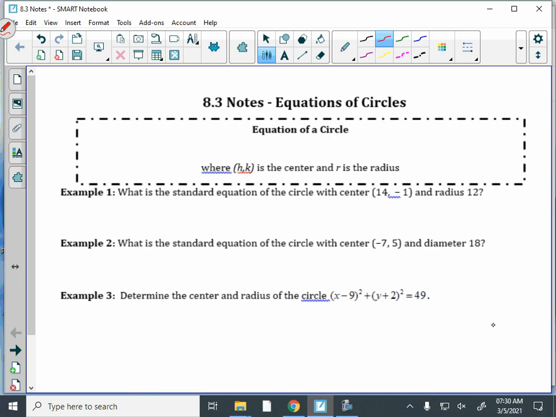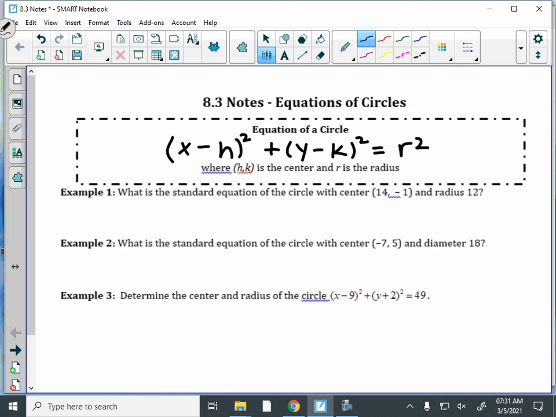We take a look at 8.3 notes. Again, we're going to talk about the equation of a circle. And here is the equation of a circle when it's written in standard form: (x minus h) squared plus (y minus k) squared equals r squared, where h and k represent the center of the circle. H is the x value of your center, k is the y value of your center, and r is the radius of the circle.